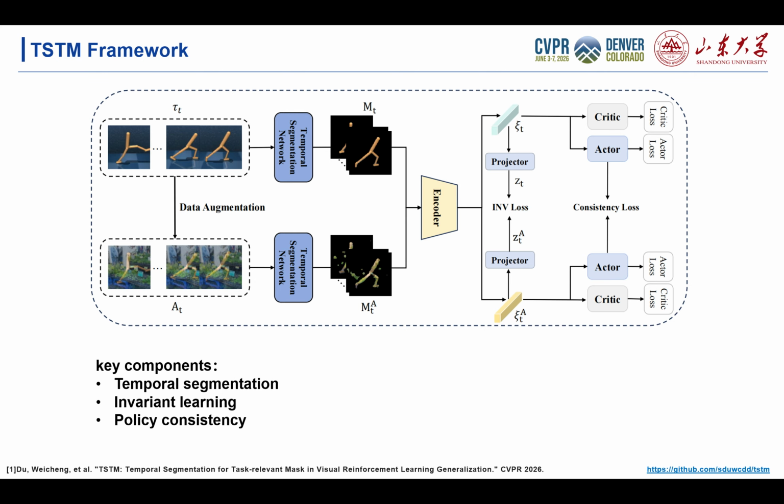More specifically, TSTM has 3 key components. The first is temporal segmentation, which extracts task-relevant masks from observation sequences. The second is invariant learning, which improves robustness across original and augmented observations. The third is policy consistency, which stabilizes policy learning under visual perturbations. So overall, the pipeline is observation sequence, temporal segmentation, and then invariant learning together with actor-critic optimization.